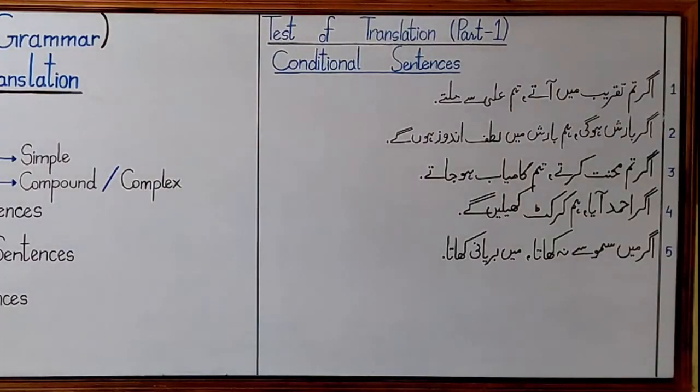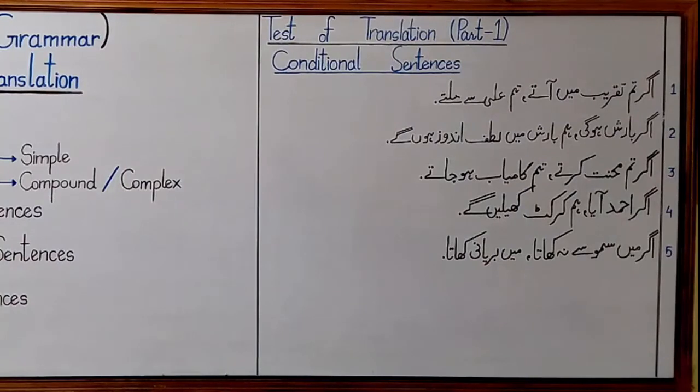Let's see. अगर तुम तकरीब में आते, तुम अली से मिलते. So which type do you think this sentence belongs to? Yes, very right. This sentence sounds to be of past, unreal past. It means तुम तकरीब में नहीं आए और अली से भी नहीं मिले. So this is type 3.